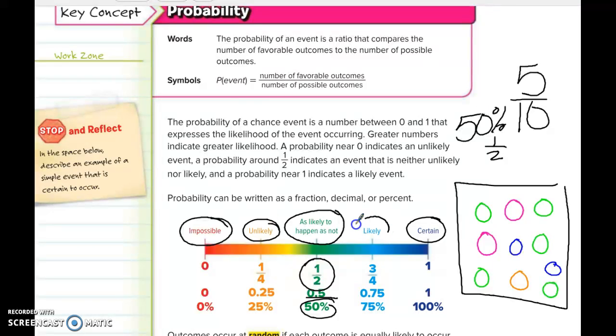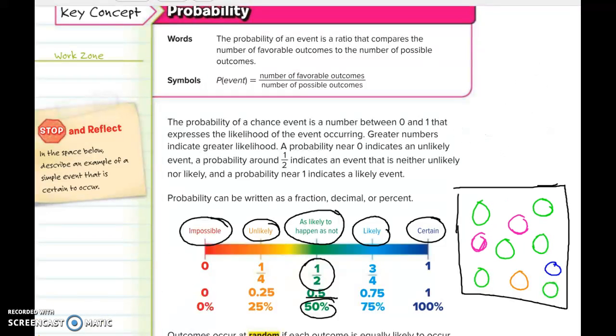When we talk about likely then, something that would be likely in this situation is me pulling a... I have to redraw my marbles. All right, sorry about that. I had to pause and redraw my bag of marbles.